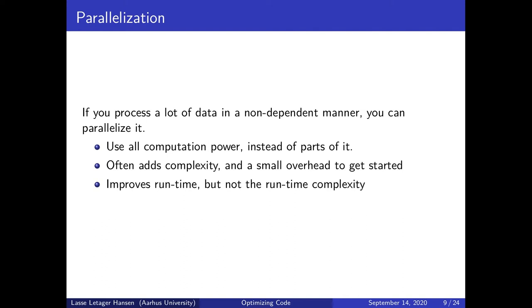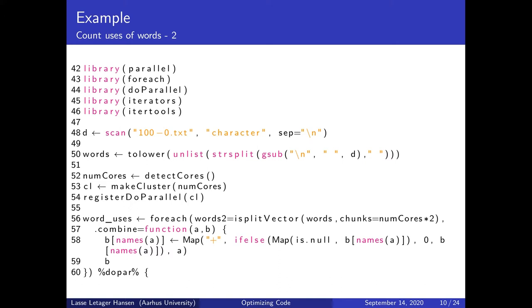So yeah, again, this is a lot of code. We start by including a lot of libraries to do this parallelization. Then we again just read in the list and the words. And then we do some setup for the parallelization. In line 56, we do what we did before. So we take a word uses for each.